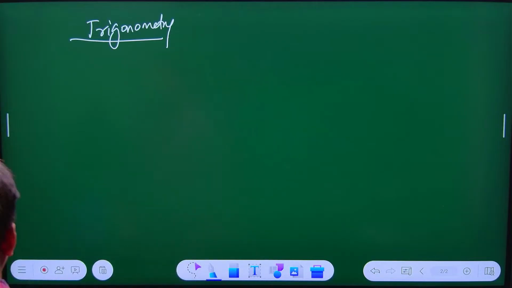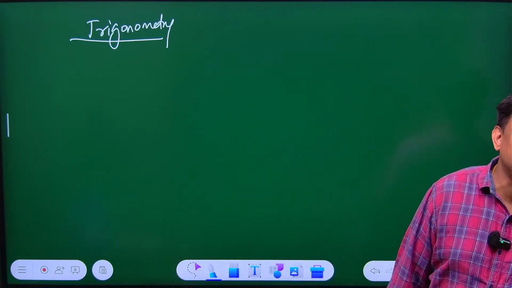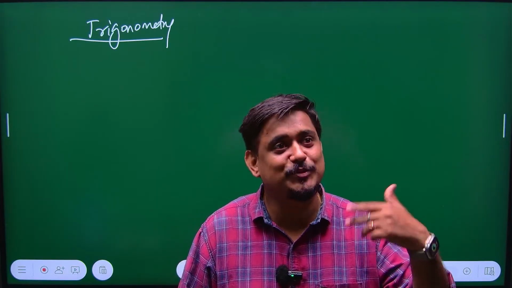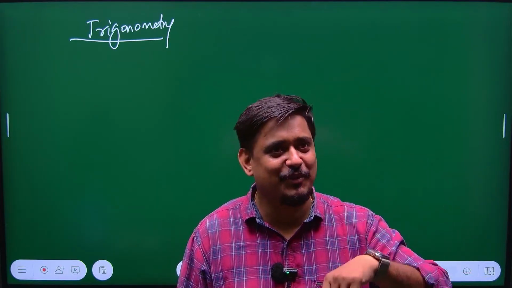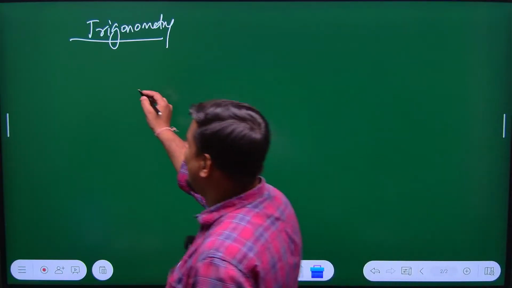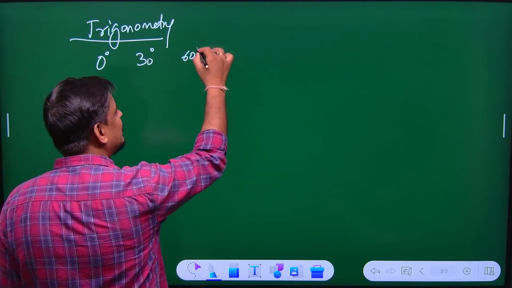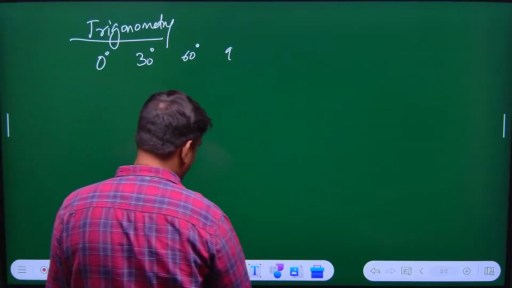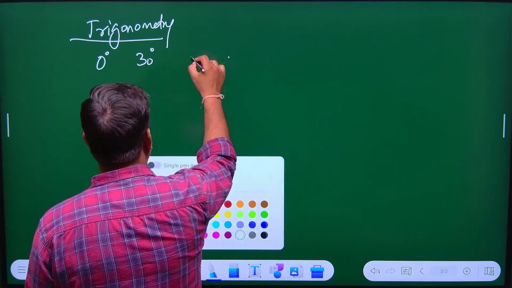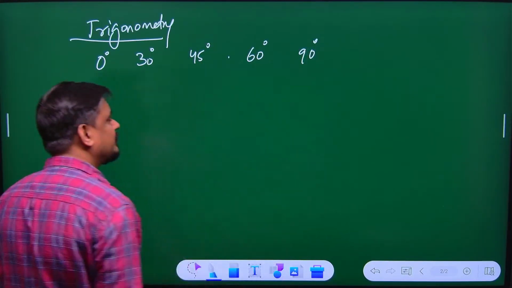So, these angles 0, 30, 45, 60, 90 you should never forget. Moreover, you have to learn much more beyond that. If you don't know this itself, you'll have a tough time. Just to recall, I am writing the ratios for 0, 30, 45, 60 and 90 degrees.